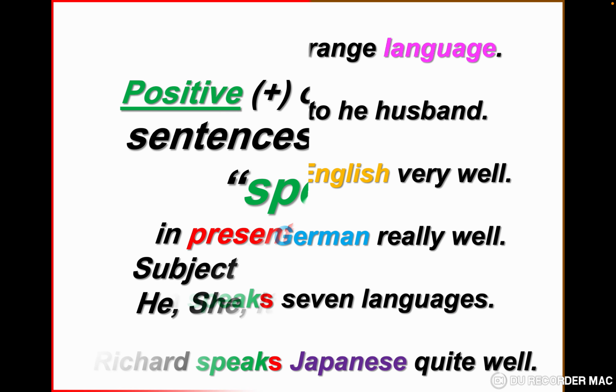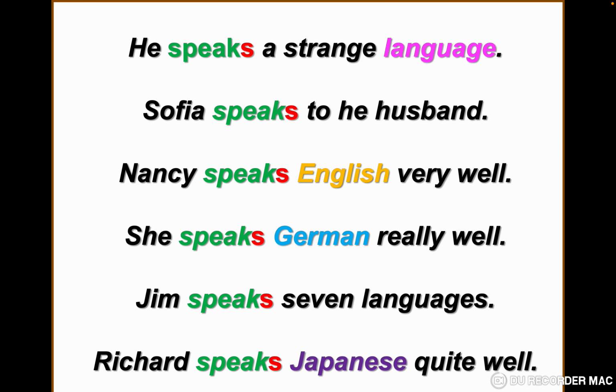Positive form. He speaks a strange language. Sophia speaks to her husband. So there is an R missing, her, not he, her. So write R, the R is missing. So Sophia speaks to her husband. Nancy speaks English very well. She speaks German really well. Jim speaks 7 languages. Richard speaks Japanese quite well.